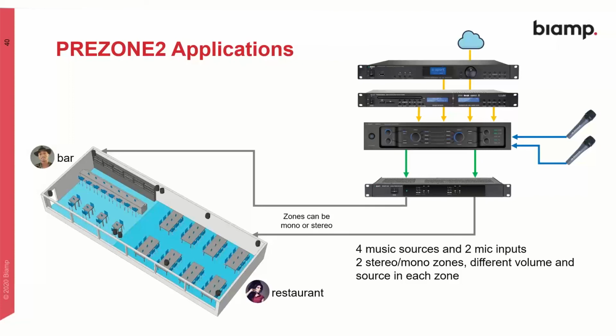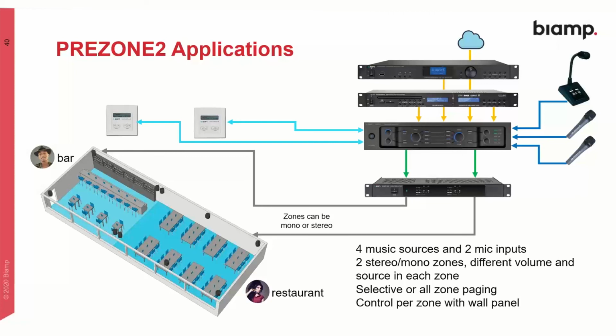Then we have 2 stereo or mono zones coming out with different volume and source in each zone. So each zone acts completely independent to the other, so it can have a different source playing into each of the zones, and obviously different mics if needed. Selective or all zone paging is there as well.